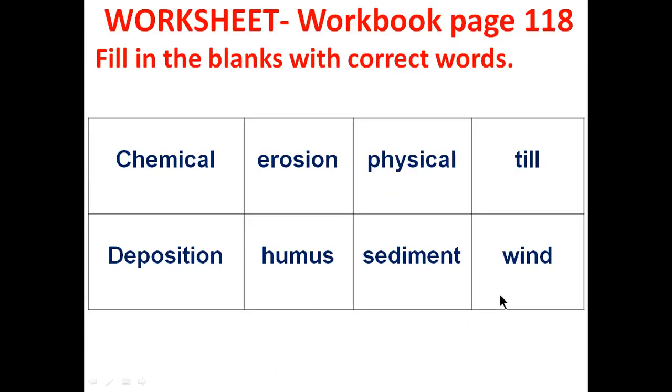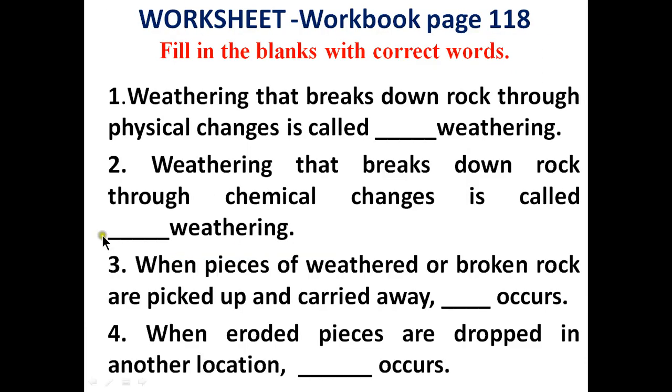So let's start with the worksheet. These are the questions: fill in the blanks with the correct words. The words are given in the table: chemical, erosion, physical, till, deposition, humus, sediment and wind. These are the 8 different words given to you. You have to choose these words and fill in the appropriate sentences given below. So let's go for the questions.